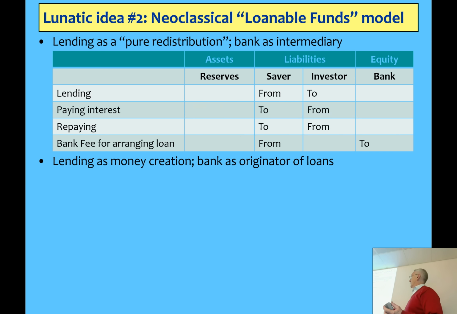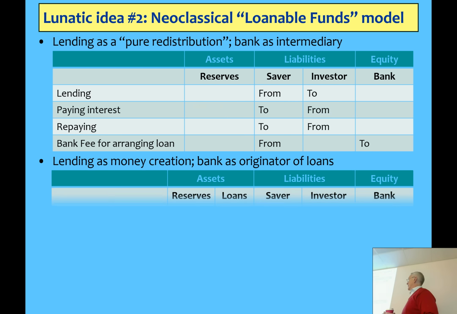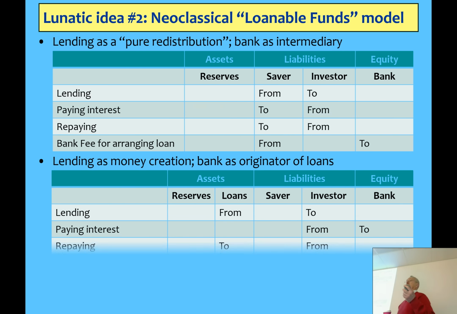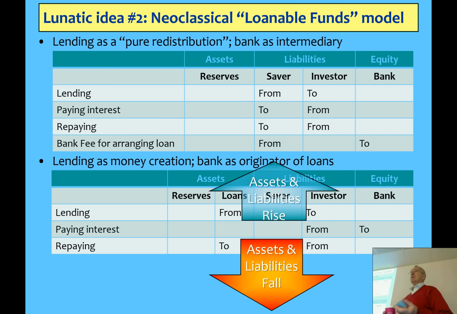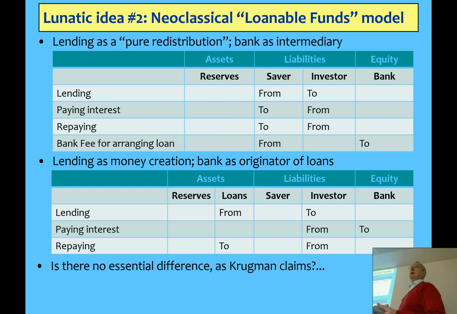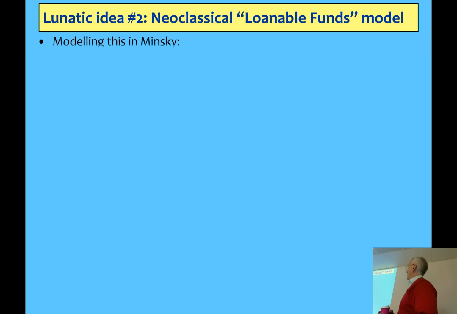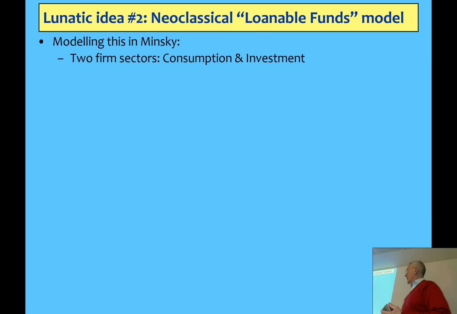Now, if you see when banks are originators, and what's actually happening, the from and to are a bit misleading, of course. I'm going to change that. But you've got assets and liabilities rise when the loan is made, and assets and liabilities fall when the loan is repaid. Okay? So you've got an instant creation of money. There's plenty of action in that case on the asset side. Now, they're saying there's no difference between the two. So what I want to do is set up a situation where one applies and then change the other and see if there's any difference. Okay? And empirically about it. So with Minsky, I'm going to have two firm sectors.